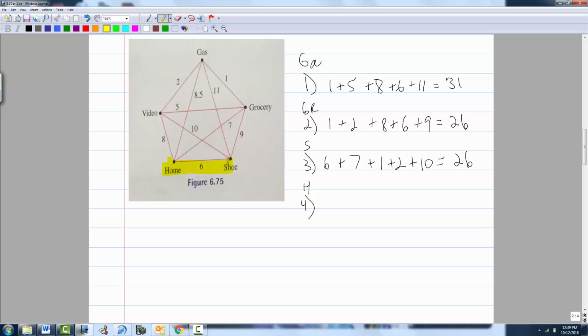Shoe. Then what? 9 or 11 or 10? 9. Then what? 1. Then what? Oh, I went through the gas station and crashed. Then what? 2. And then we got the bums falling asleep. Where do we go? Back to home.